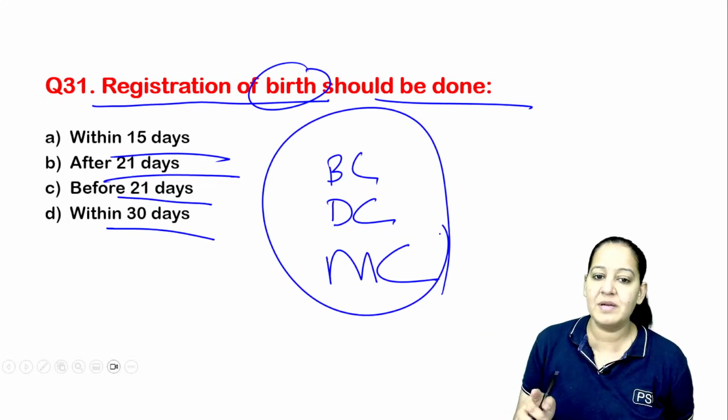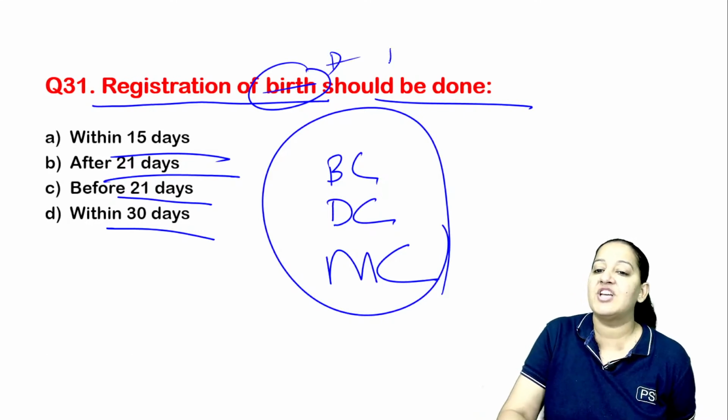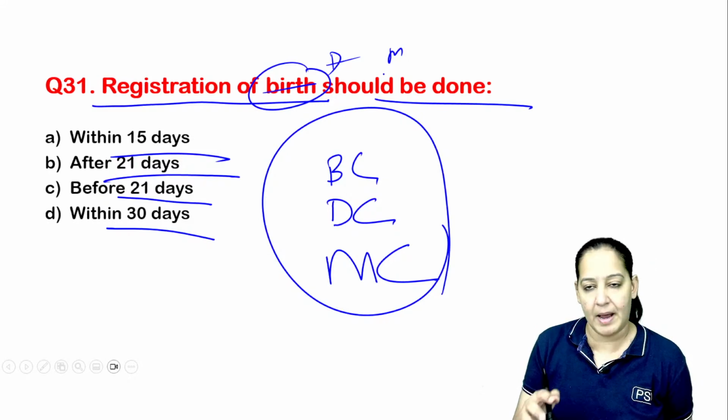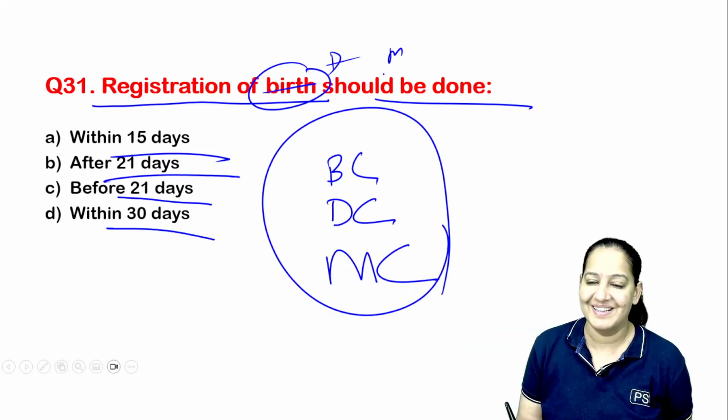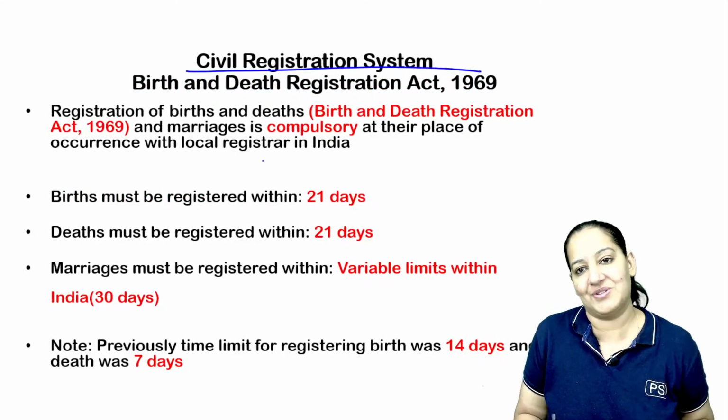Okay. So birth has to be registered within how many days? If I change the question, death has to be registered within how many days? If I change the question, marriage has to be registered within how many days? What are the correct answers? With every question, what is the correct answer? So let me tell you, I will come to the question again. Let me tell you, civil registration system.